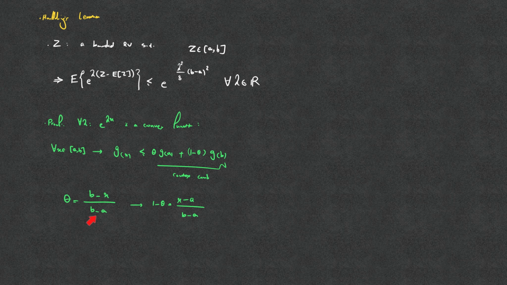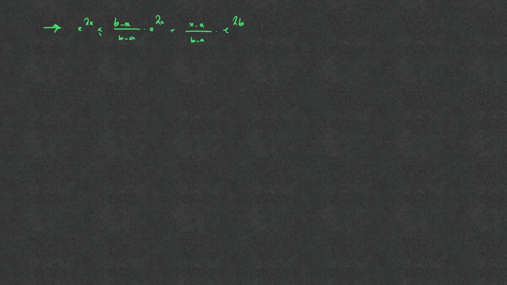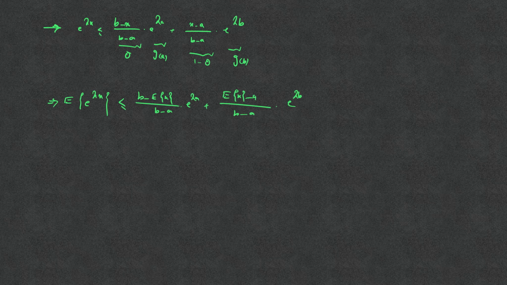So the length of the span is b minus a. If you define the theta like this, when x is equal to a, theta becomes 1, and 1 minus theta becomes 0, therefore you have g(a). And when theta becomes 0, that means this is becoming 1, meaning that you're looking at point x equal b, therefore you will still have the equality. Therefore, you have this inequality by substituting the theta and 1 minus theta, g(a), and g(b). And therefore, you will have this equation.